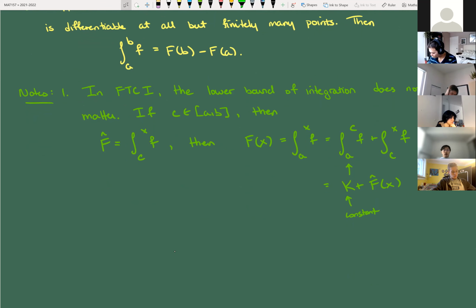For number 2, the choice of antiderivative doesn't matter.